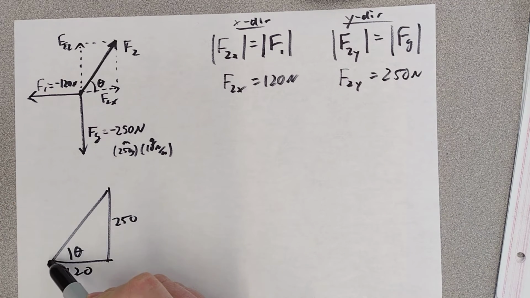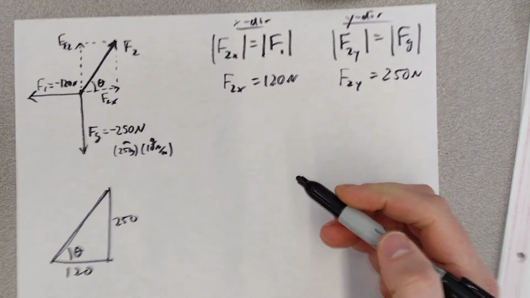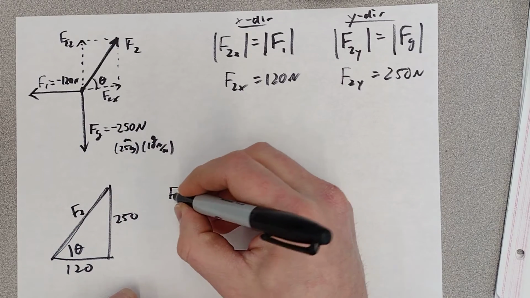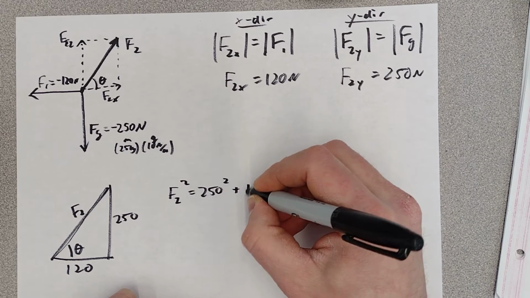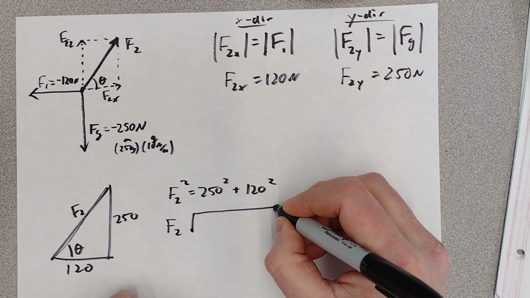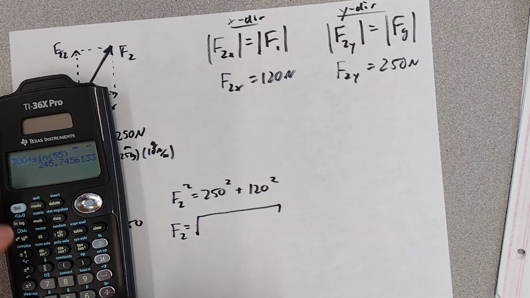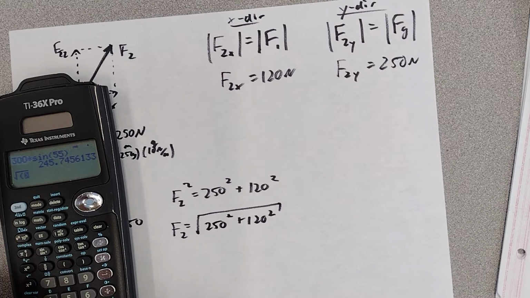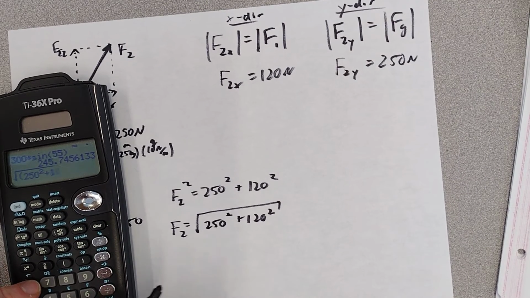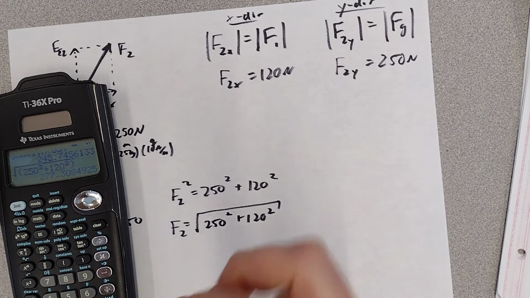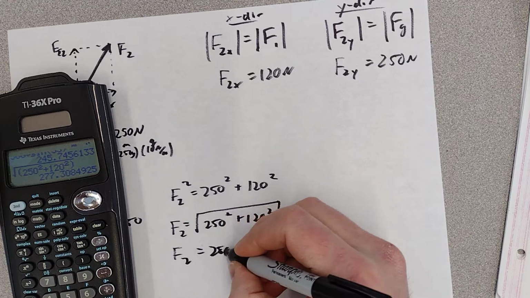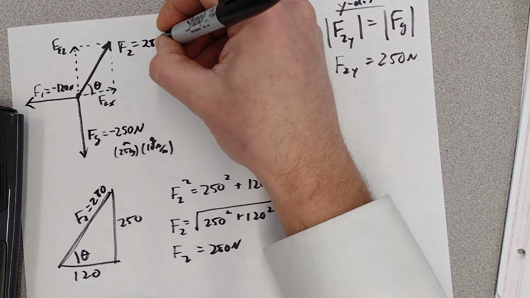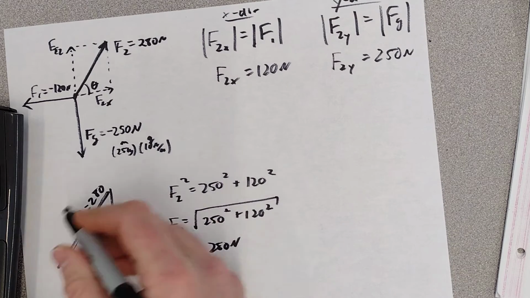Now, to get the magnitude, you can do a couple things here. I can use the Pythagorean theorem to get F2. This is F2, right? So I could say F2 squared equals 250 squared plus 120 squared. So F2 is the square root of 250 squared plus 120 squared. Make sure there's parentheses in there. I think this calculator automatically would have done it right, but better safe than sorry. 280. So F2 has to be 280 newtons. That's the magnitude of the angled force. Now I need theta. Well, we could do sine, cosine.